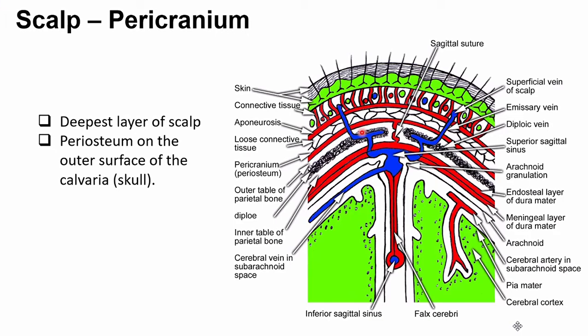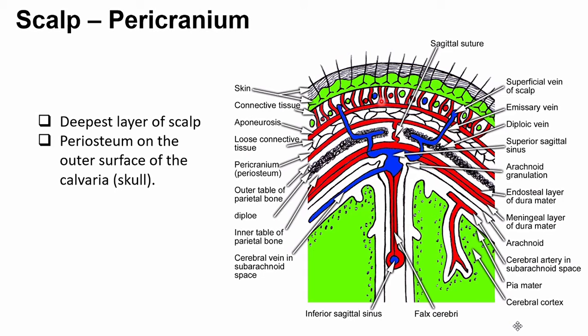So you've probably heard of cephalhematoma. You've heard of traumatic cephalohydrocele, especially in children. So this is the mechanism. Now that's the layers of the scalp, five layers.